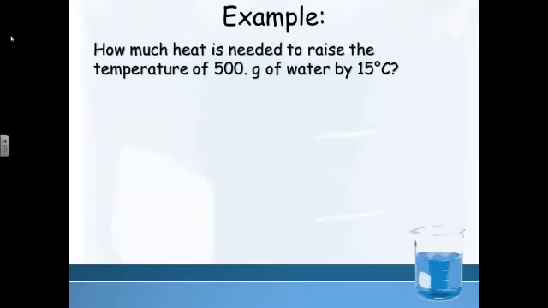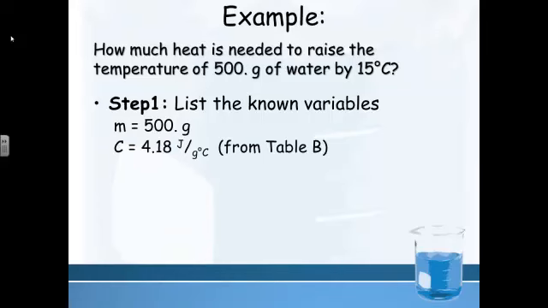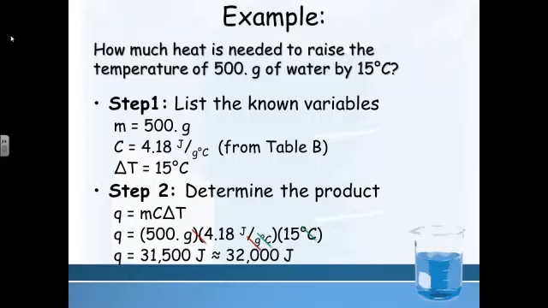Here's an example. How much heat is needed to raise the temperature of 500 grams of water by 15 degrees? The first thing we want to do is write down our variables. Our mass is 500 grams. Our specific heat capacity of water is 4.18 joules per gram degrees Celsius, and our change in temperature, delta T, is 15 degrees. Write down our formula, substitute in, and solve. Notice how grams and Celsius cancel, so my units are left in joules. Now I rounded this answer to 32,000. Please don't do that on the Regents. Write exactly what you get unless you're told otherwise.